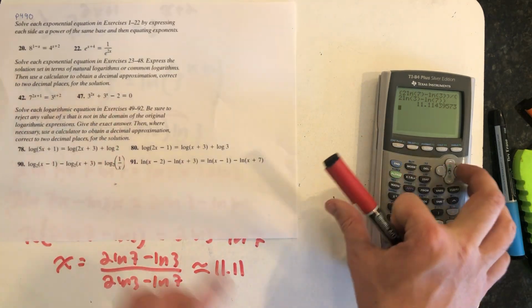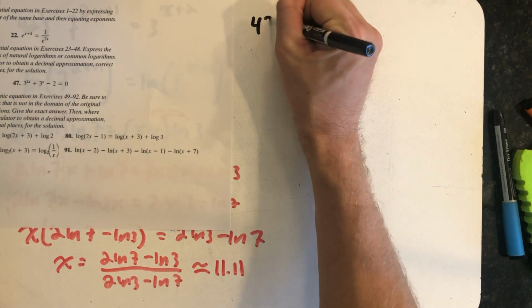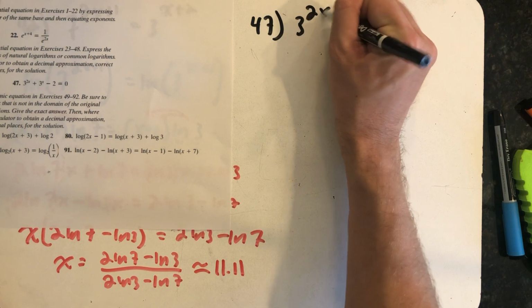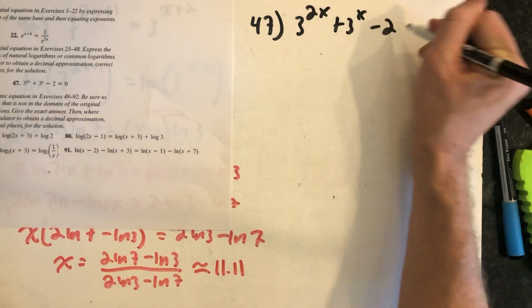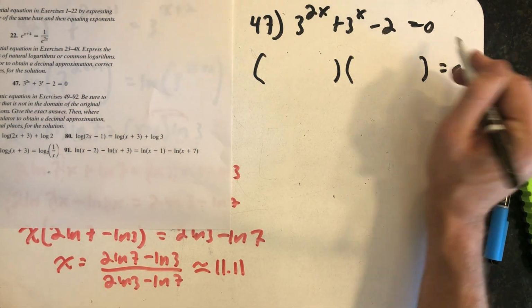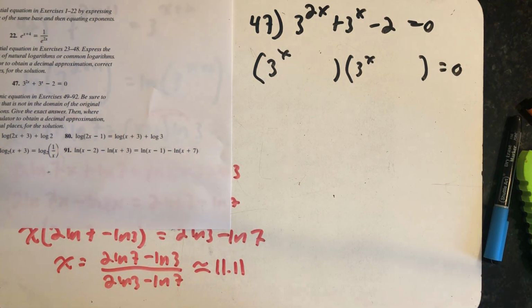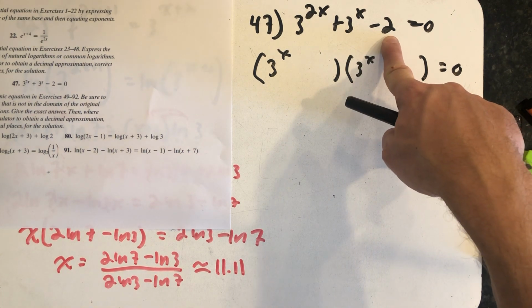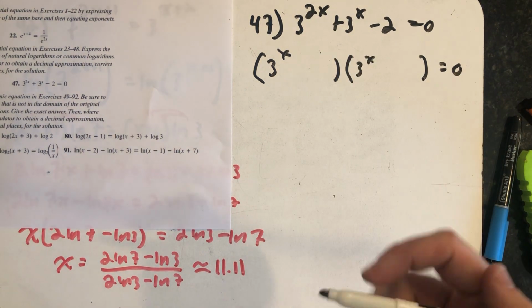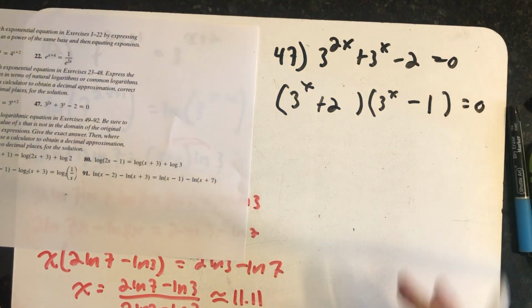Now we're asked to solve number 47. Number 47 is an exponential equation that is in a quadratic form. So I'm going to start by imagining factoring it. 3 to the x times 3 to the x would give me a 3 to the 2x. And now I need things that multiply together to give me minus 2, but have a difference of 1. So let's see, I think that's going to be a plus 2 and a minus 1.